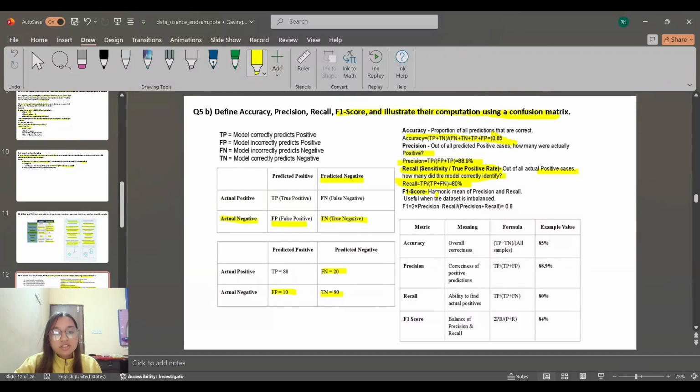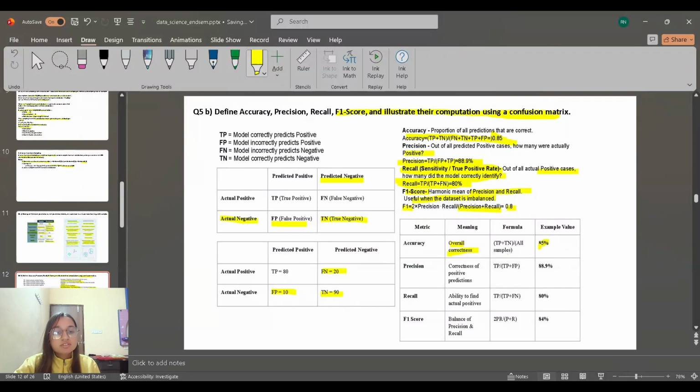F1 score is the harmonic mean of precision and recall, useful when the dataset is imbalanced. Its formula is 2 into precision into recall upon precision plus recall. This will give 0.8. Accuracy means overall correctness, whose formula is true positive plus true negative upon all samples.